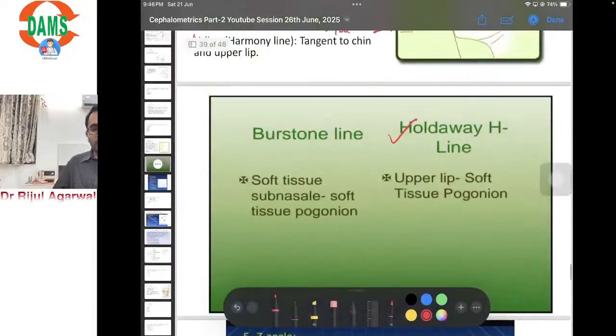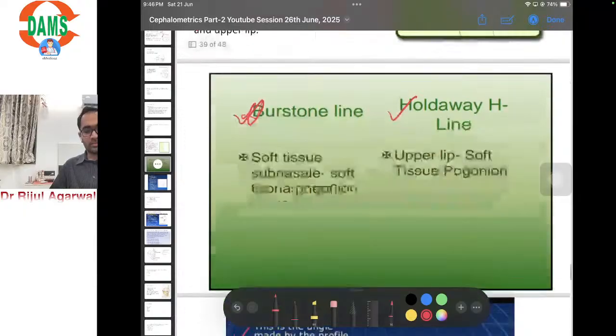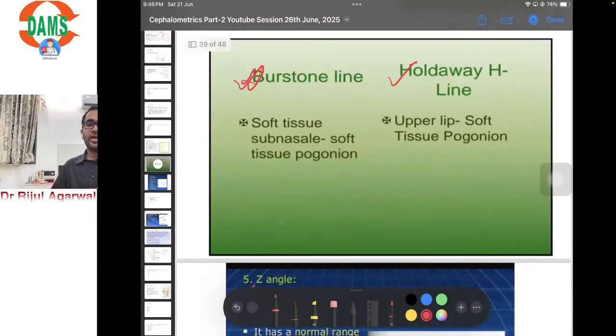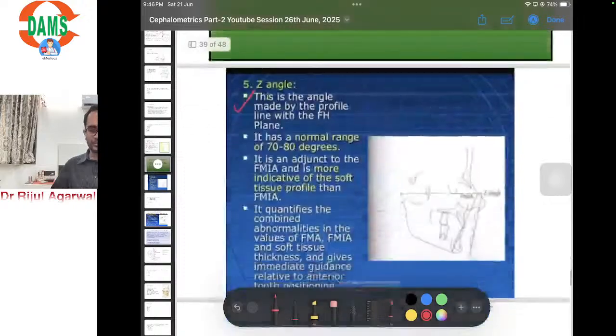There is one more line, that is the B line or Burstone line. It is from soft tissue subnasale to soft tissue pogonion. So B line has not been asked till now. Anytime they can ask you this as well. So S line, E line most commonly asked. H line or harmony line or Holdaway line. Z line or profile line already asked. B line has not been asked till now, can be asked.